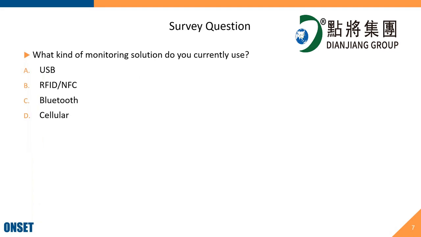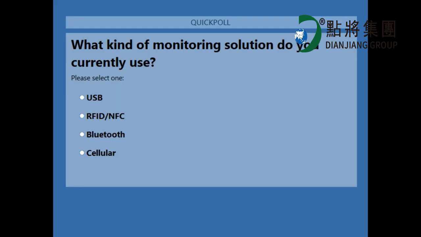Which leads us to our next survey question. We talked a lot about USB loggers, cellular loggers, but we want to know what kind of logger you are actually using today. And then we'll discuss the pros and cons of these different types of loggers and how it plays into our solution. So I'll open up the poll again and give you a little bit of time to answer.